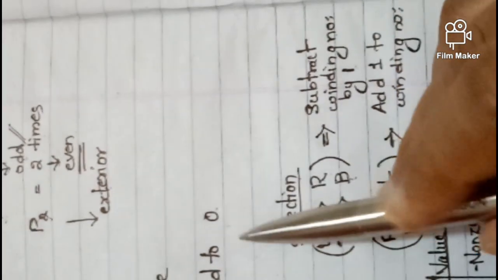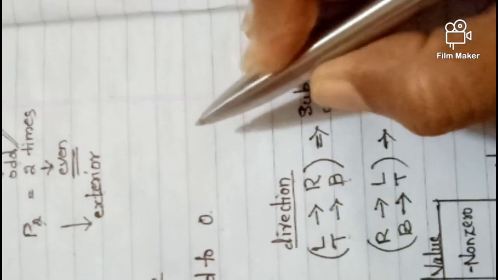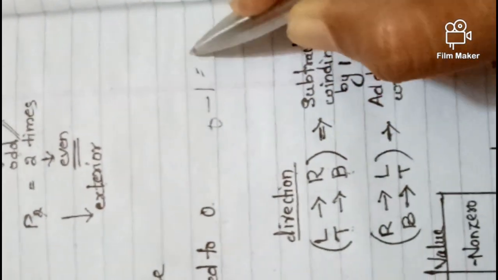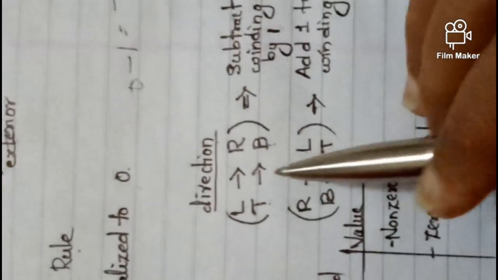It means from the current value of winding number we have to subtract 1 from it. That means 0 minus 1 is minus 1. Clear? What is the next rule?